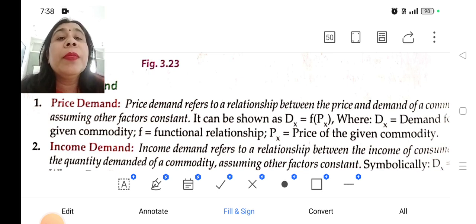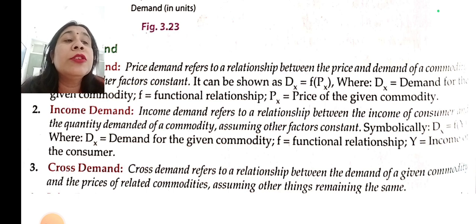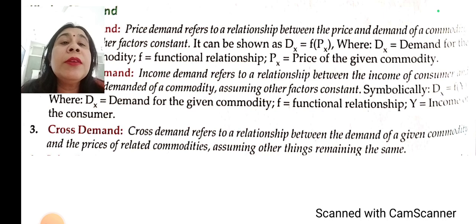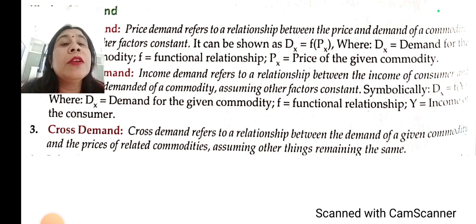and contraction in demand. On the other hand, income demand refers to the relation between the income of a consumer and quantity demanded of a consumer, assuming the other factors constant. So when other factors are constant, only the income of a consumer changes. Again, it will bring a change in the demand curve, which we learned just now in our examples above. And the cross demand, this is the topic which we covered yesterday. This is the relationship between the demand of a commodity and the prices of substitute goods and complementary goods, which are the related commodities, assuming the other factors constant.